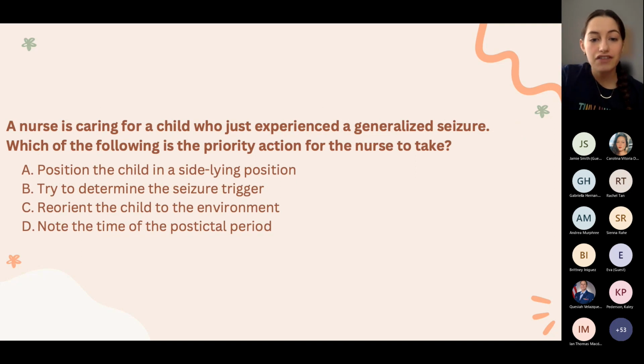All right. A nurse is caring for a child who just experienced a generalized seizure. Which of the following is the priority action for the nurse to take? Position the child in a side-lying position, try to determine the seizure trigger, reorient the child to the environment, or note the time of the post-ictal period.